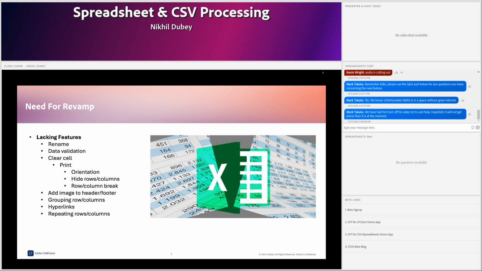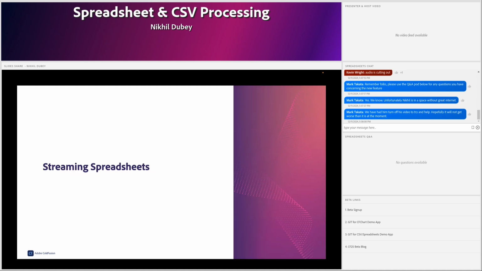So these are the primary reasons why we thought of the revamp, and Cold Fusion 2025 will try to address all these shortcomings collectively. So we'll now move to the improvements that we have done, and this is the first thing. This is the centerpiece of all the revamp improvements. This is streaming spreadsheet.